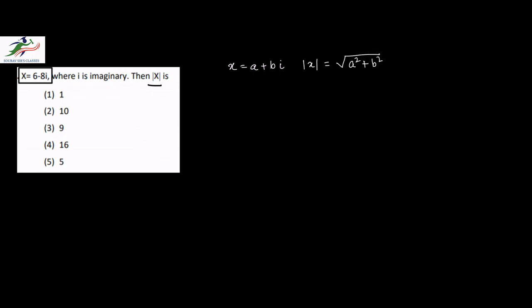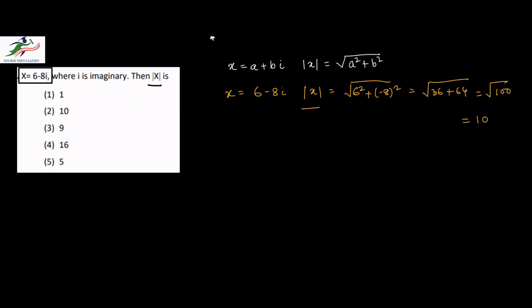So in this case we have x equal to 6 minus 8i. So mod of x would be equal to root over 6 square plus minus 8 whole square, which is equal to root over 36 plus 64, which is equal to root over 100, that is equal to 10. So mod of x will be equal to 10. So option 2 is the correct choice.